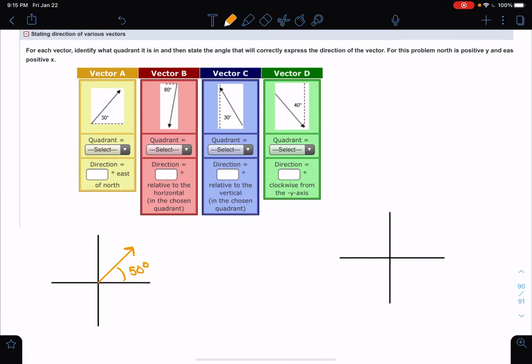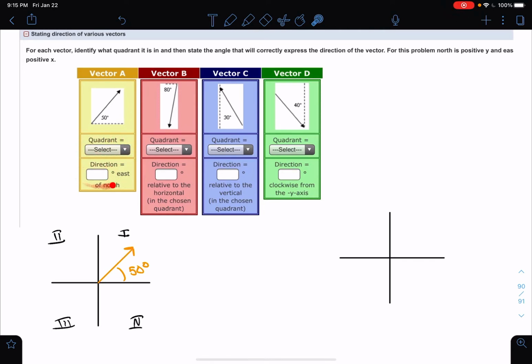That's 50 degrees. This angle is pointing up and to the right, and it's quite obvious when you draw it from the origin that it is pointing in the first quadrant. This is quadrant 1, of course. This is quadrant 2, 3, and 4. Let me quickly label those just so there's no confusion. This is 1, 2, 3, and 4. Now, by the way, I would choose quadrant 1 because that's what quadrant it's in.